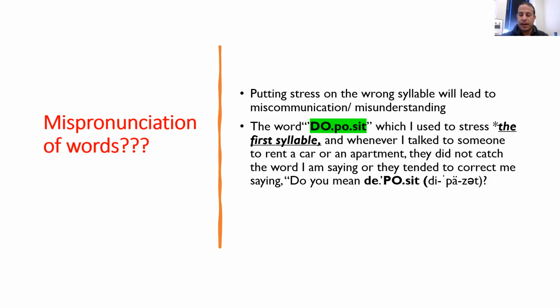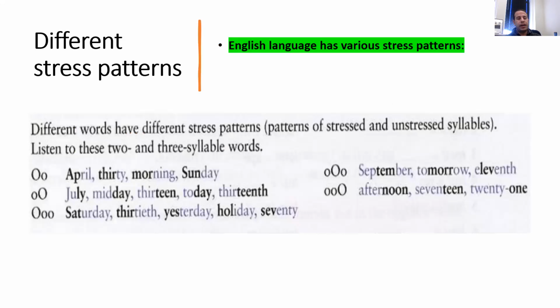What went wrong was that I tended to stress the wrong syllable. The second one is the stressed syllable, but I tended to stress the first one, which was wrong. So stress patterns in English are not fixed. Maybe in one word the initial syllable is stressed, or the second syllable is stressed, or the last syllable is stressed. So whenever we have this long O, this bigger O, it means this is a stressed one. Whenever we have the smaller O, it means this is the unstressed one.